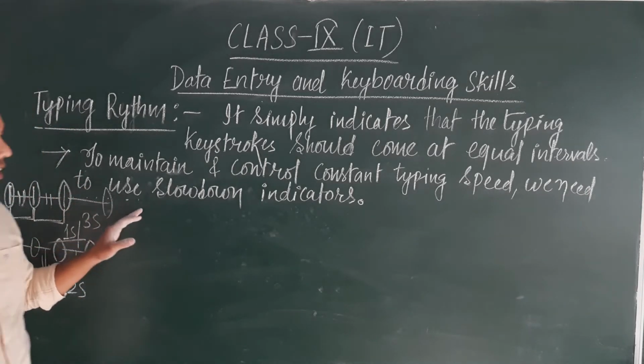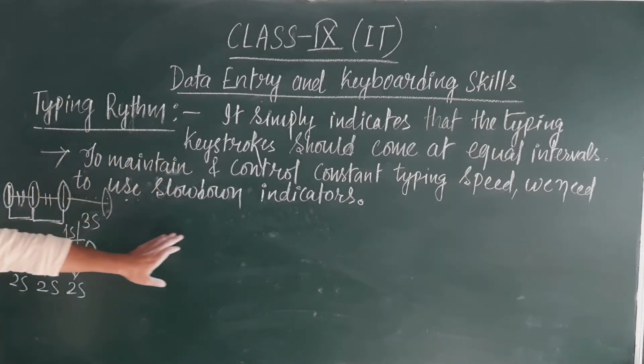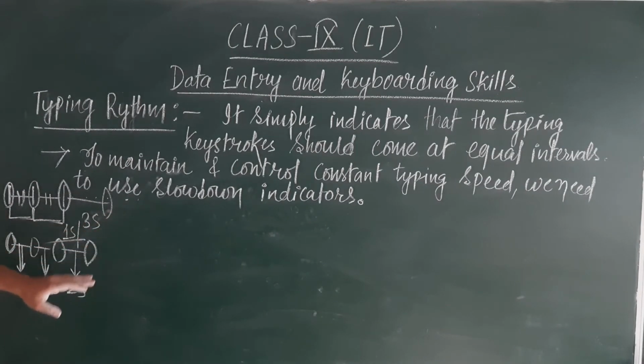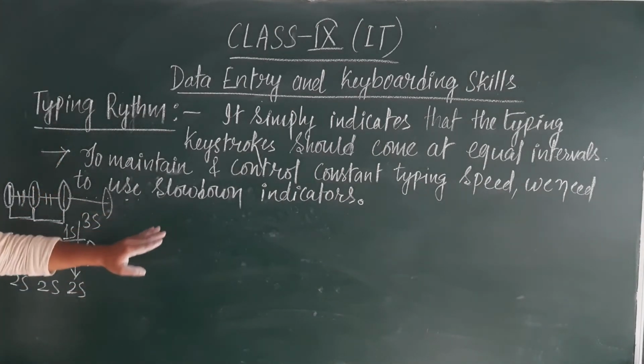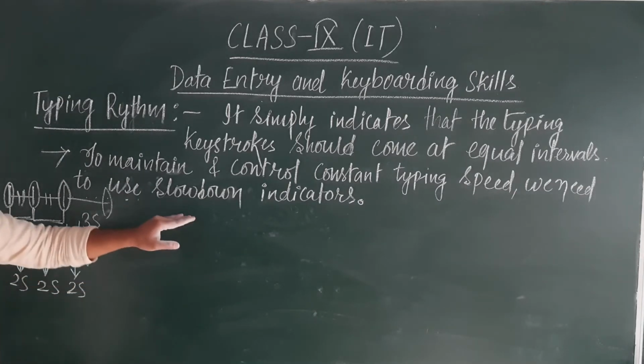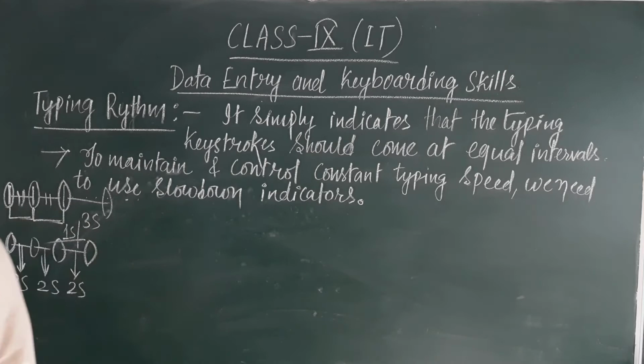Okay, so this is typing rhythm, and here we need to remember, in order to maintain a constant and controlled typing, we need to have certain slowdown indicators. Now, what are these slowdown indicators? How can we calculate the slowdown indicators? We will discuss some of the identities by means of which we can find out the slowdown indicators.